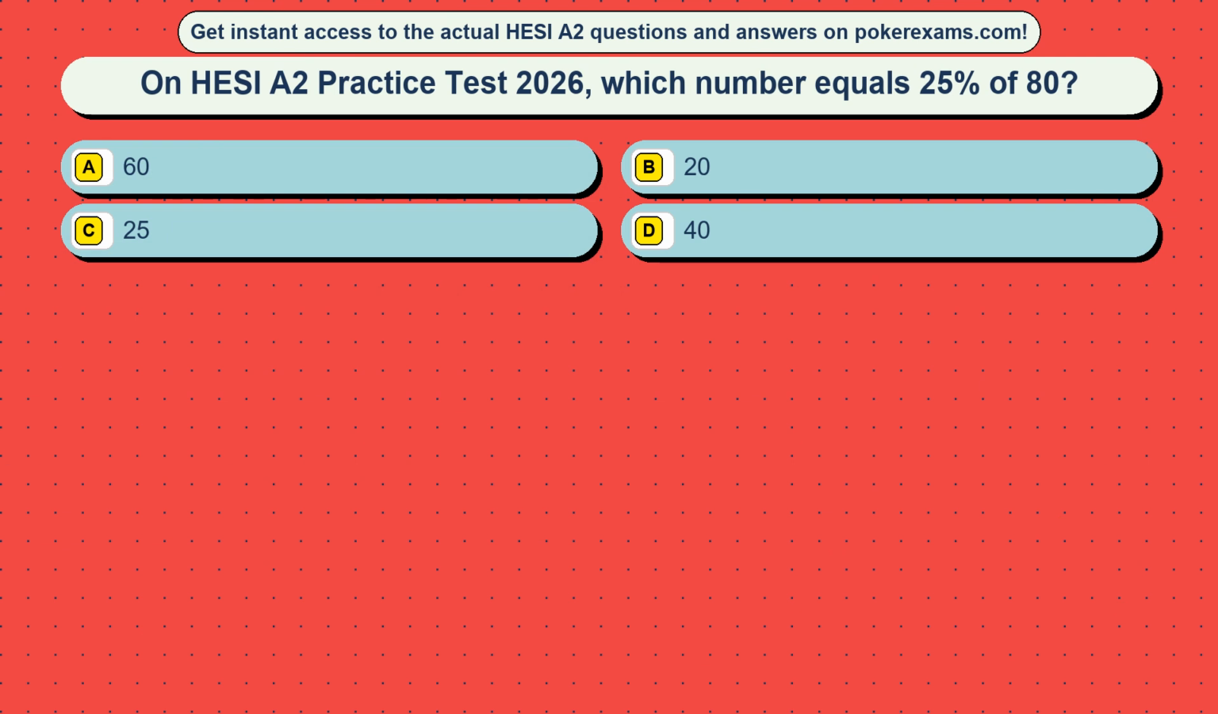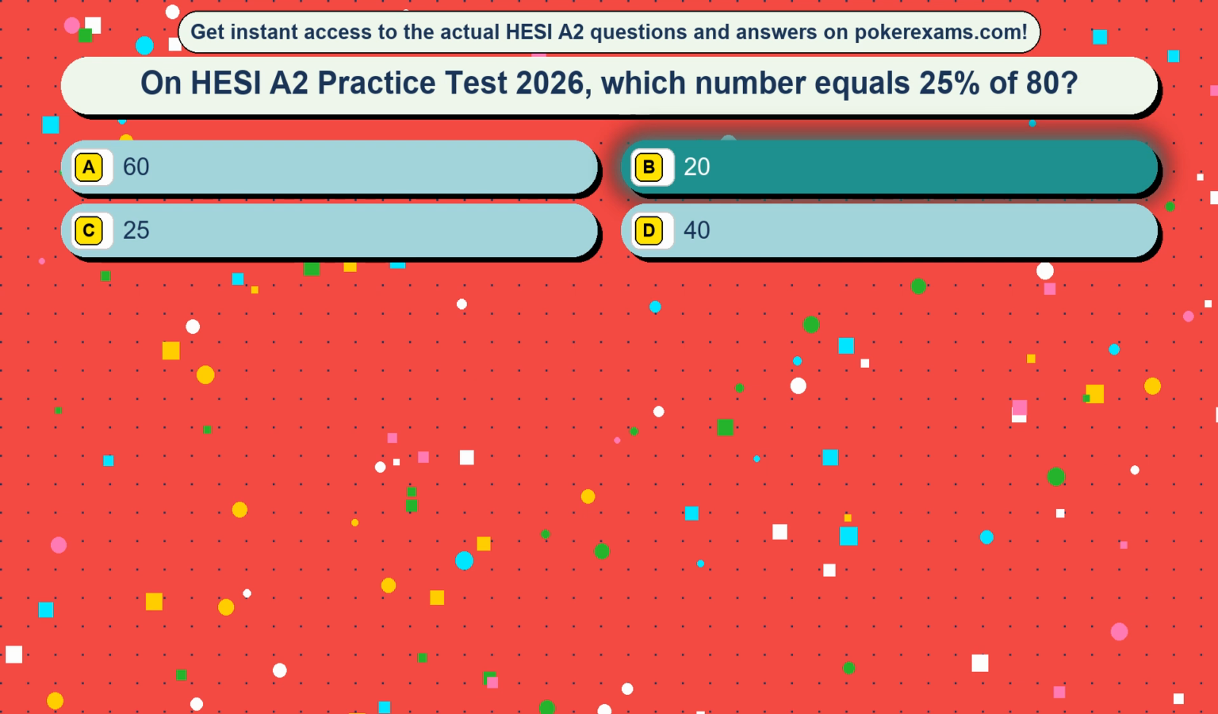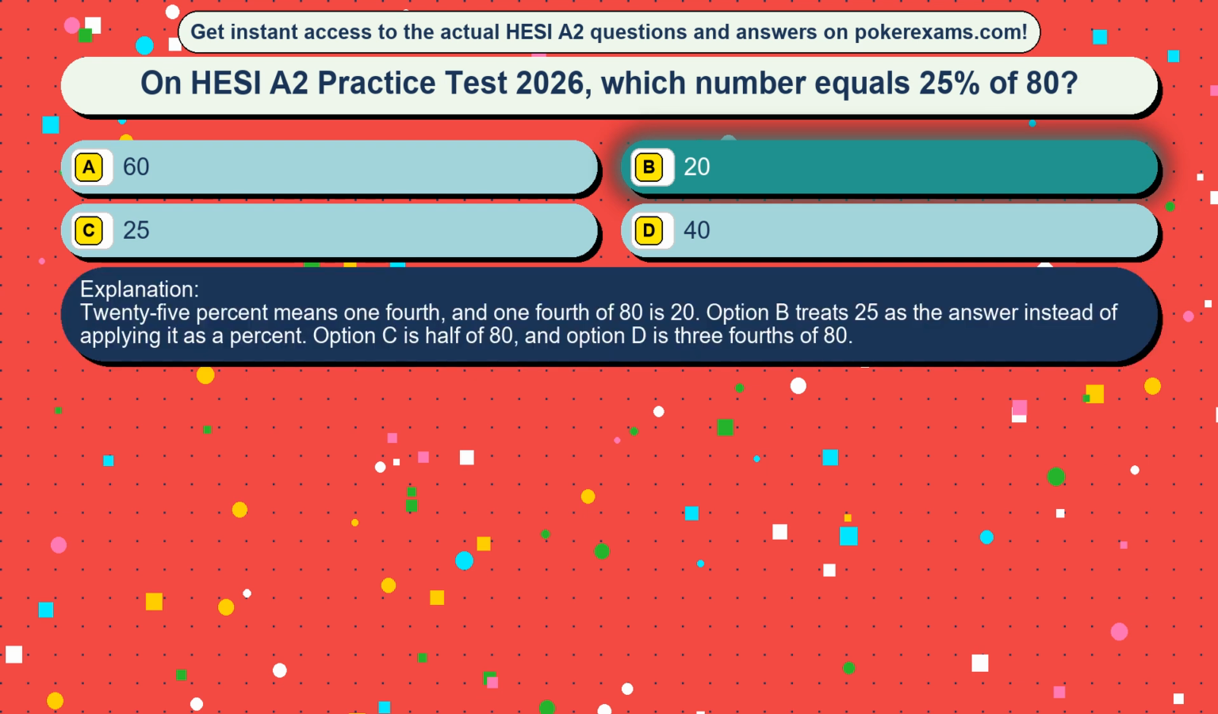Question 4. On HESI A2 Practice Test 2026, which number equals 25% of 80? Option A, 60. Option B, 20. Option C, 25. Option D, 40. The correct answer is Option B, 20. 25% means 1/4, and 1/4 of 80 is 20. Option C treats 25 as the answer instead of applying it as a percent. Option D is half of 80, and Option A is 3/4 of 80.